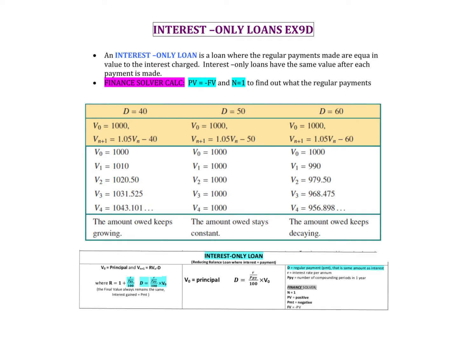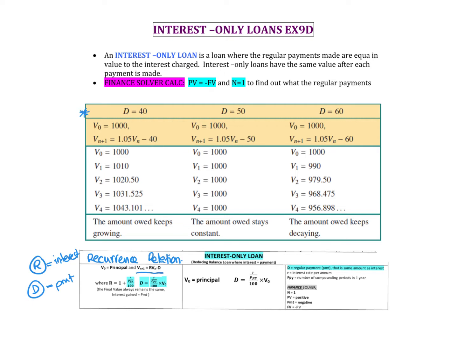With interest-only loans on our formula sheet, you can see we're going to have a recurrence relation that we can set up. It's like other loans. This big R value will have the interest being charged in it, and that's going to increase the value of the loan. And the D value is going to be the payment. It's going to be the same amount as the interest, so that the total of the loan remains the same amount.